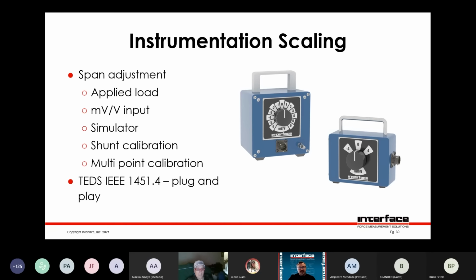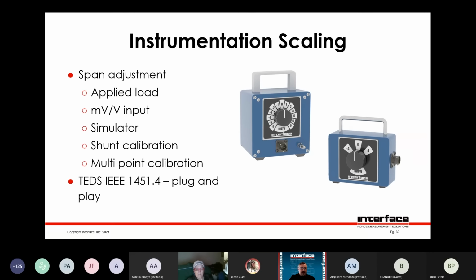Shunt calibration is similar to using a simulator. It's not as accurate, but it's where a shunt resistor output is listed on the CalCert, and then you can actually use that shunt resistor to induce an output signal that you can use to scale your instrumentation.